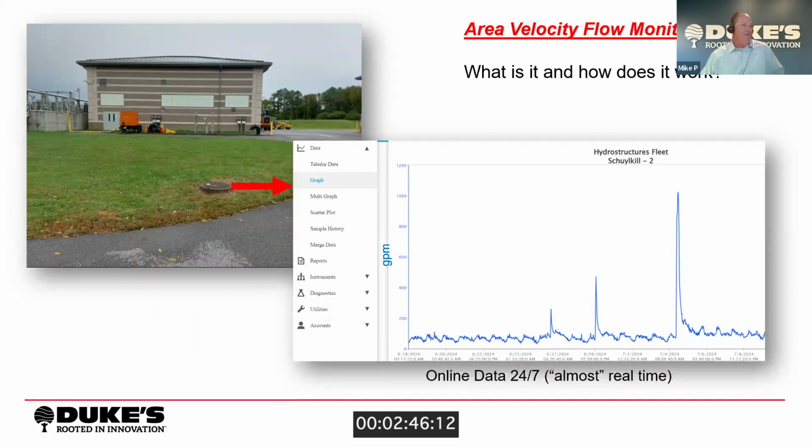From there, the data gets generated and pushed, as I mentioned, in almost real time. So it's online data 24/7. The update frequency is part of the programming. Generally speaking, at Dukes, we program to push data every 3 or 6 hours just to conserve batteries, but it can be programmed to push every 10 minutes.